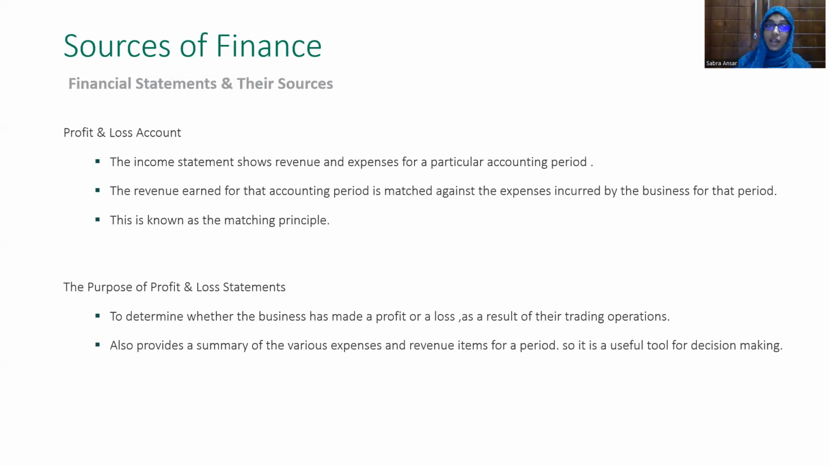So the profit and loss account. Basically, what is included in it? It would have all the income statements, which show the revenues and the expenses of a particular accounting period. And then the revenue earned in that accounting period is matched against the expenses incurred by the business for that period. So here the matching principle is used. So basically in a profit and loss account, the sources of finance related to that particular financial year, which is basically revenues and expenses, will be included.